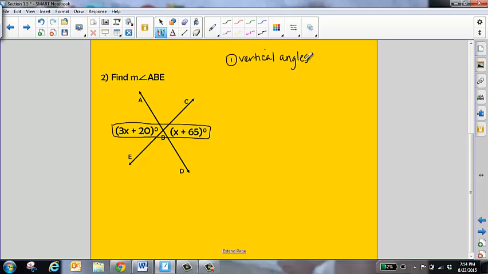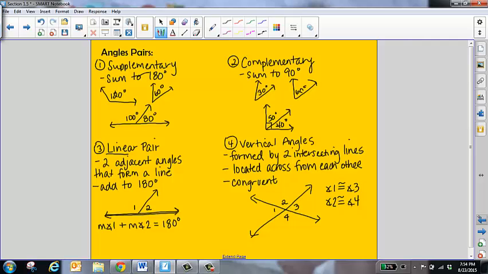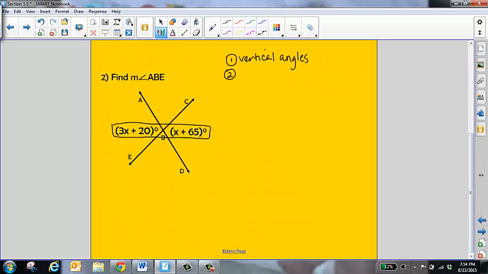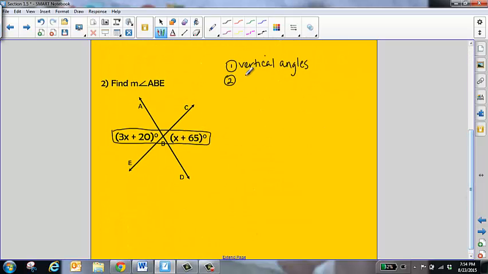Now the second question is, do these angles sum to 180 degrees, or are they equal to each other? Are they congruent? So looking back at what vertical angles are, it says that they are congruent. So since they're congruent, that means we're going to set them equal to each other. All right, so that means that our angles are congruent, so we're going to set them equal to each other.